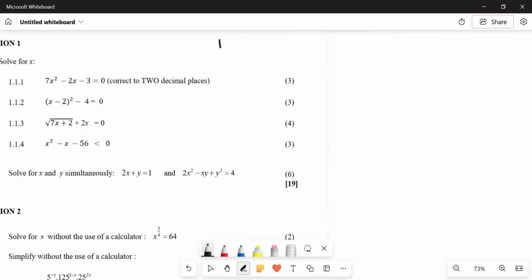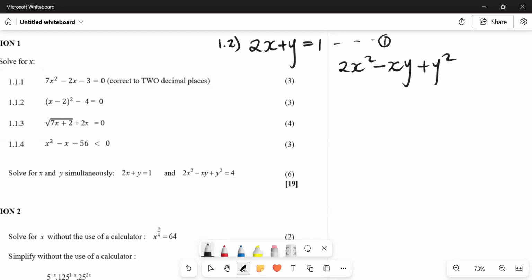So 1.2, you have your 2x plus y equals 1. So this is equation 1. 2x squared minus xy plus y squared equals 4. This is equation 2. Now, let's take equation 1 because that's the simpler one, right?